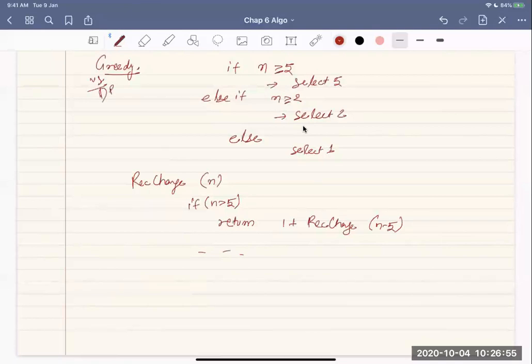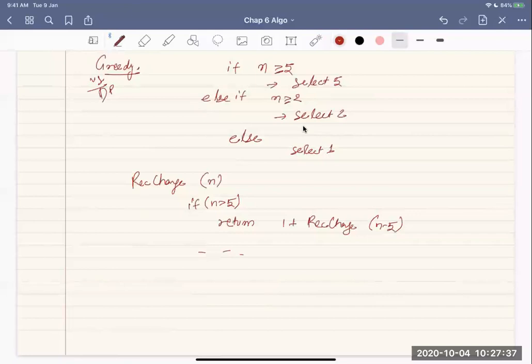Now what we said was, if you can identify some easily computable property, like if n is greater than or equal to 5, choose 5 and so on, and you ensure that the choice you're making is guaranteed to be in an optimal solution. You may be able to see it intuitively, but you also have to do a proof for this. So how would you prove it?